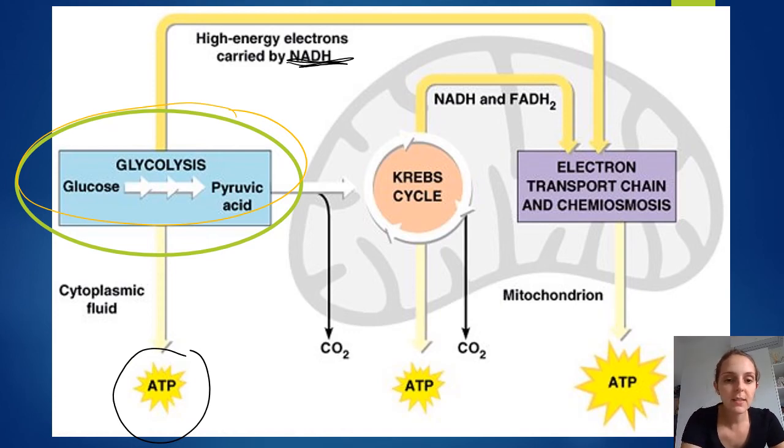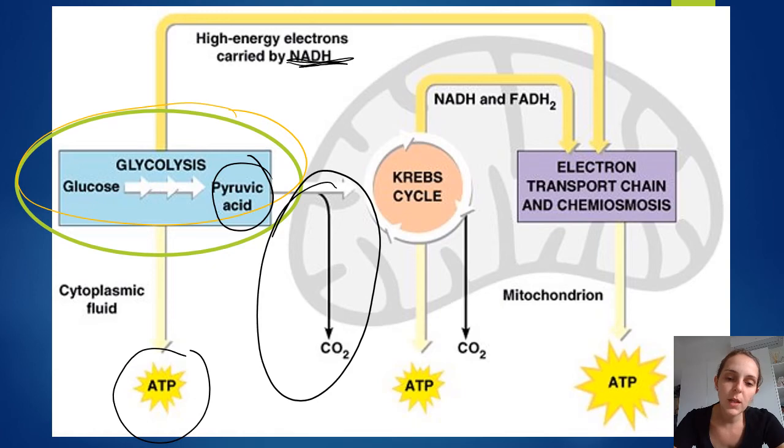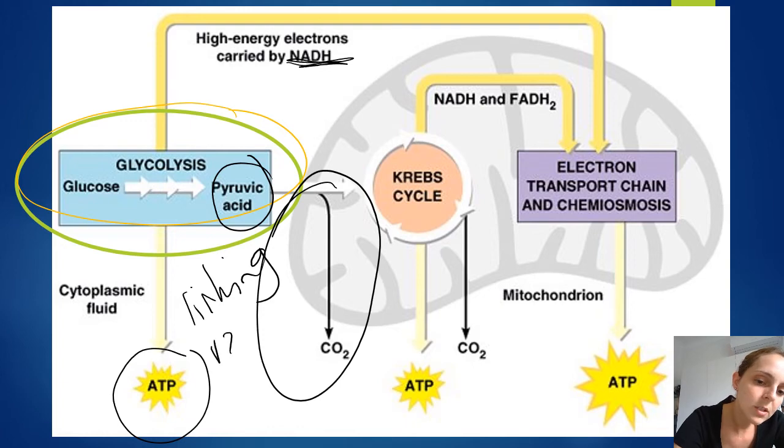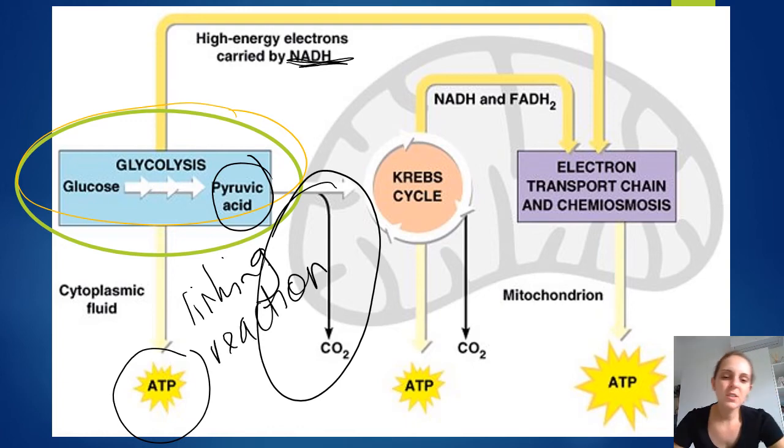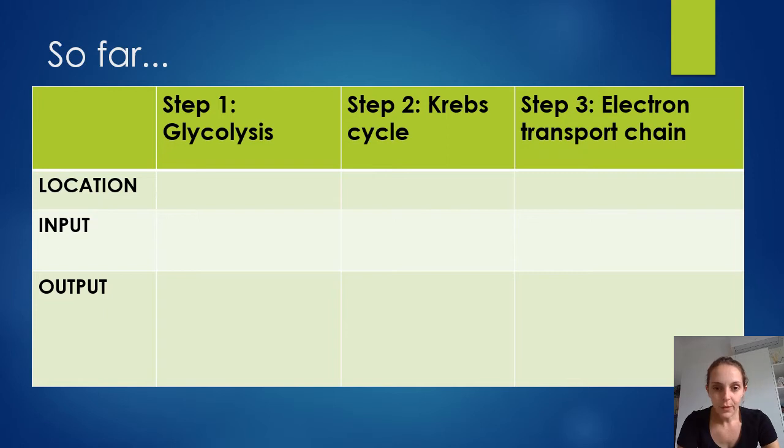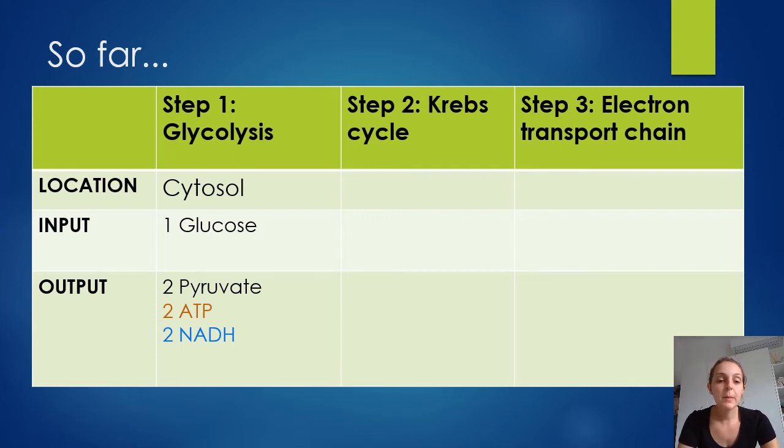Now our pyruvic acid is about to enter into the Krebs cycle. But first there's a little intermediate step where you can see we're losing some CO2. This part's called the linking reaction, and it's just an intermediate step between glycolysis and the Krebs cycle. We're going to look at this summary table where we have our glycolysis summary. The location is the cytosol, and we used 1 glucose to make 2 pyruvate, 2 ATP, and 2 NADH.